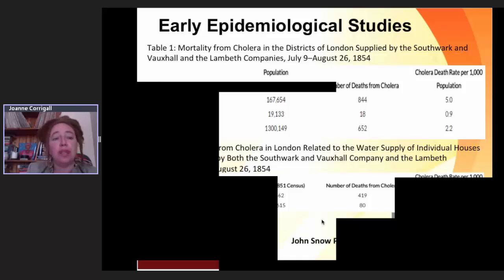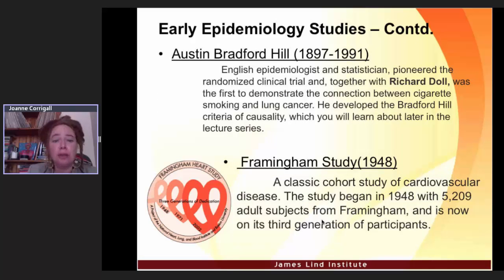Some other famous studies were by Bradford Hill. So he was an English epidemiologist and statistician, and he in fact pioneered the first randomized clinical trial, and they were able to demonstrate the connection between cigarette smoking and lung cancer. So you'll see later in the epidemiological series of lectures that he developed the Bradford Hill criteria of causality, which are still largely used today, except for one or two of them, and are really quite powerful ways of thinking about and proving that factor A causes outcome B.